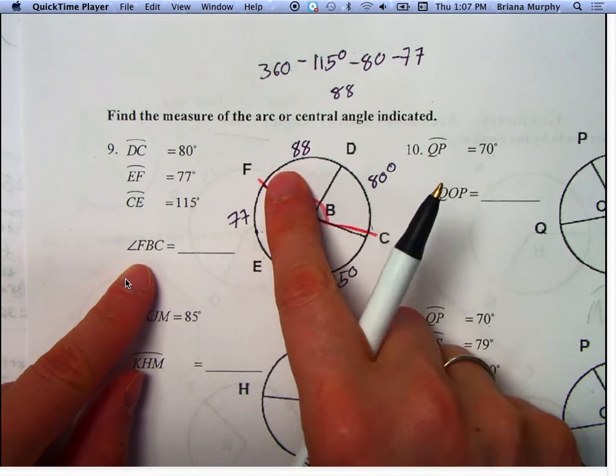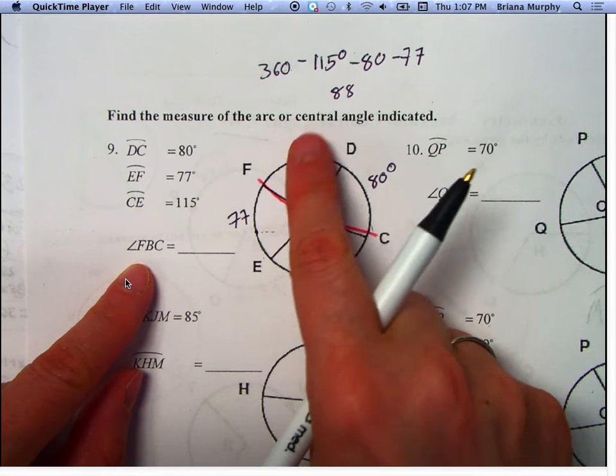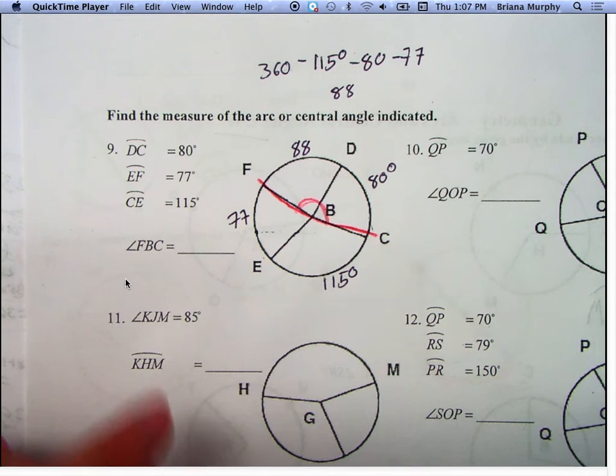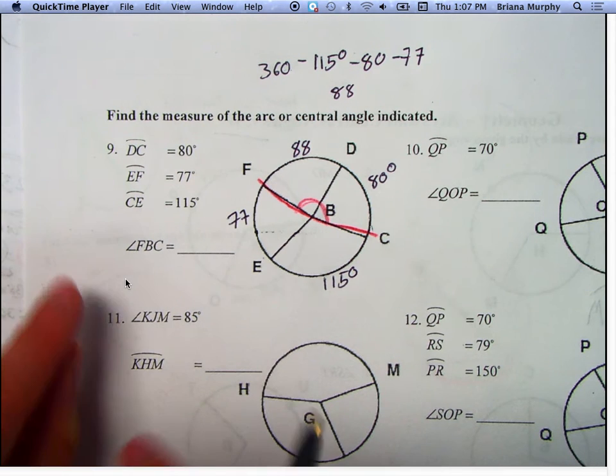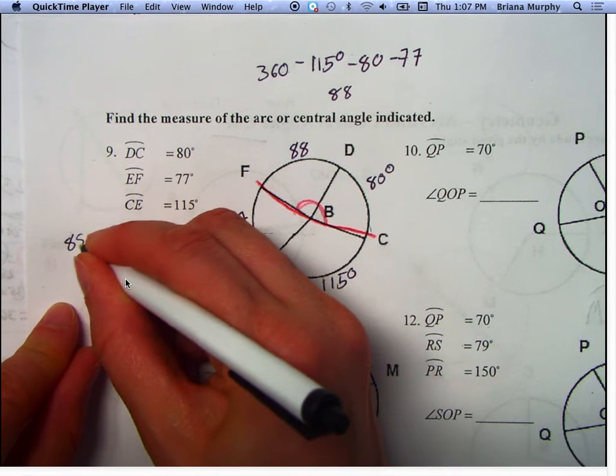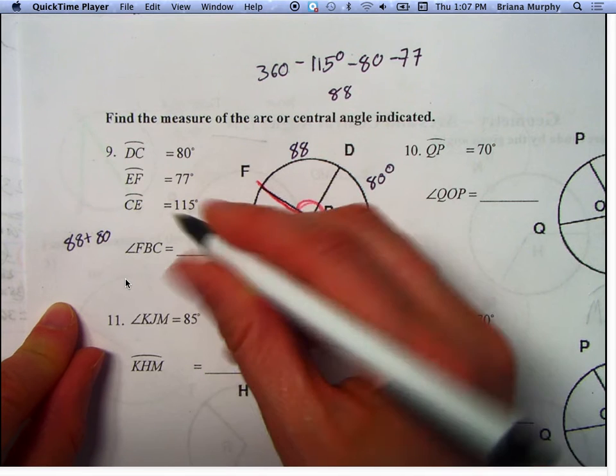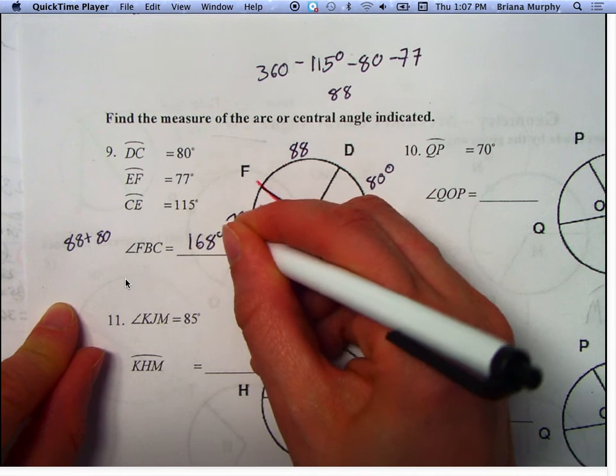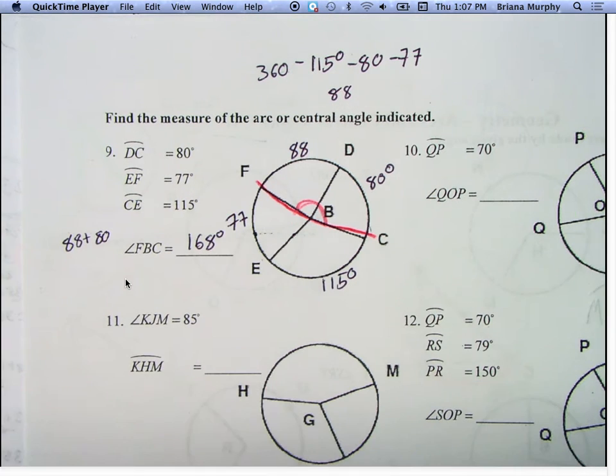So how do I find this angle? I'm going to add those two arcs together because central angles and arcs are the same. So 88 plus 80 gives me 168. Okay. Where did I lose you guys? Nowhere.